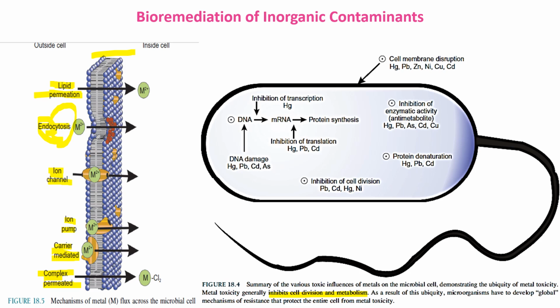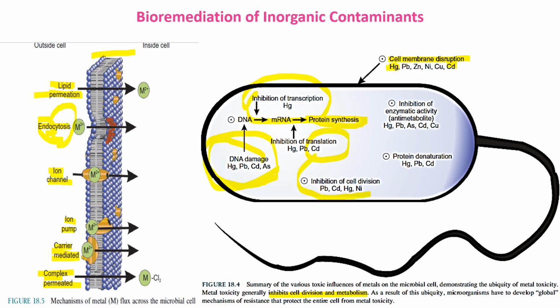The first one is cell membrane disruption. Metals like mercury, cadmium, and hexavalent chromium, which are of course carcinogenic, can lyse our membrane proteins, sometimes our membrane lipids, and cause cell membrane disruption. Of course, they inhibit your protein synthesis at various levels. They can inhibit your transcription, they can inhibit your translation, and they can also cause DNA damage. They can cause mutations in your DNA.